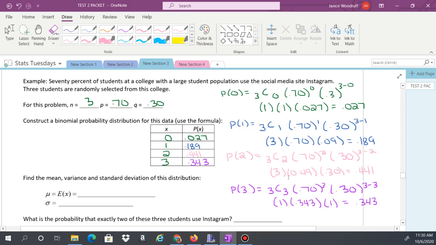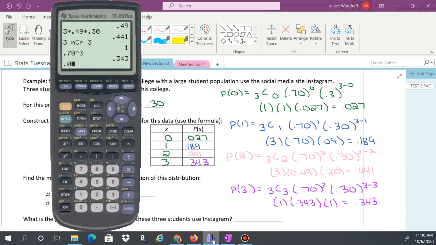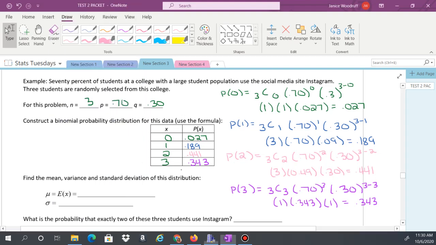You want to check to make sure you did it right, add the probabilities. So 0.027 plus 0.189 plus 0.441 plus 0.343, we get 1. Okay, so the sum of the probability distribution is 1, which means we did this correctly. Yes.